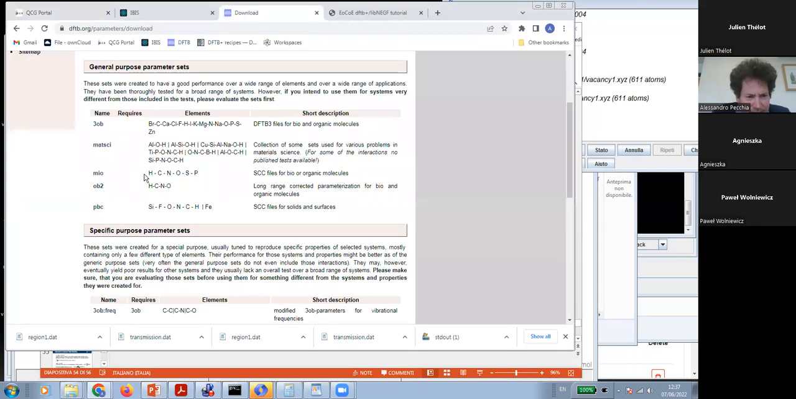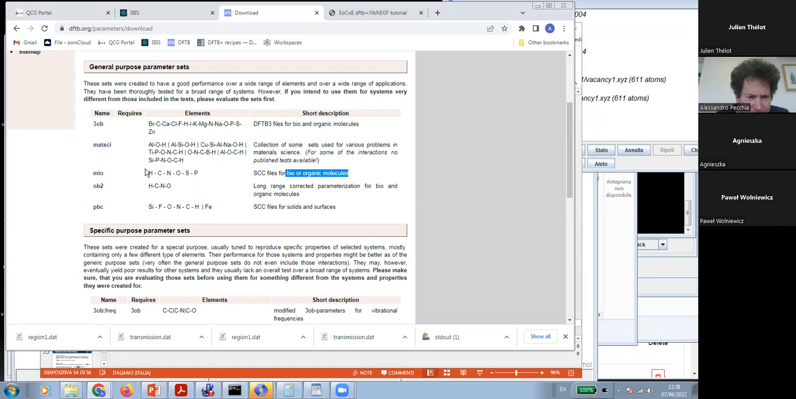The MEO set contains organics. There is hydrogen, carbon, nitrogen, oxygen, sulfur, and phosphorus, essentially for biomolecules, organic molecules. Boron is seldom in biomolecules for its chemistry. It's complicated. It doesn't sit easily in a biomolecule.